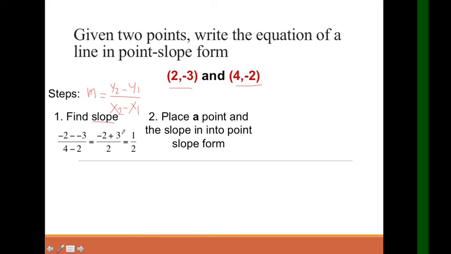Negative 2 plus 3. When the two numbers or integers are not the same sign, subtract the two numbers and copy the sign of the bigger number. And the answer is 1. The sign of the bigger number is positive because we have 3 as our bigger number. So our slope is 1 half. Okay? Then place a point and the slope into point slope form.